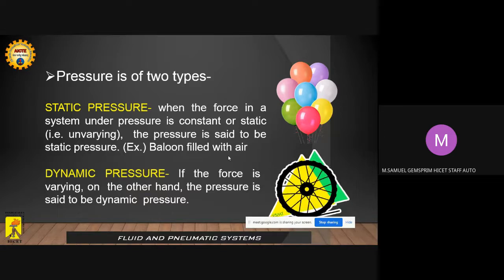When the vehicle's load acts directly on the bottom side of the tire, it deflects more, and there the cross-section area reduces, thereby the pressure increases. And when that part of the tire goes upwards, slowly or gradually the cross section increases, thereby the pressure also reduces. So here there is a continuous variation in the pressure. This is known as dynamic pressure.